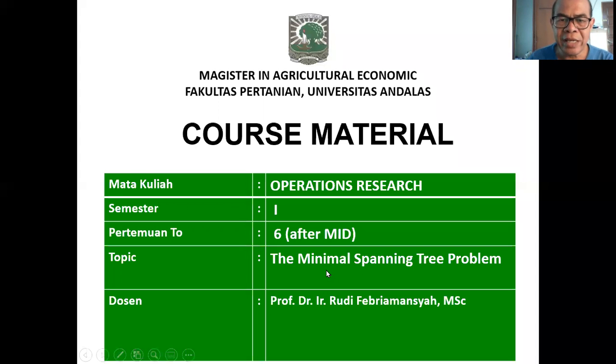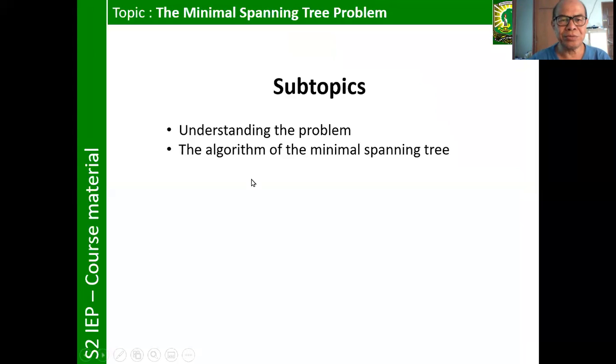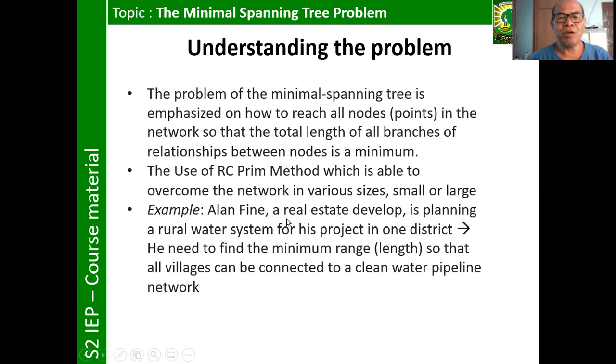Our topic today is the minimal spanning tree problem in operations research. We first try to understand what the problem is and the algorithm for solving it. The minimal spanning tree problem emphasizes how to reach all nodes in the network so that the total length of all branches between nodes is the minimum.